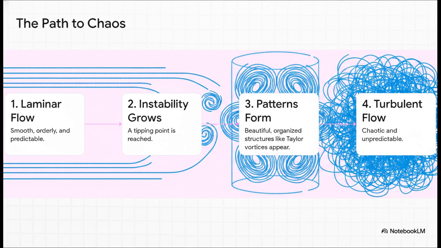But as you crank up the Reynolds number, you hit a tipping point. The flow becomes unstable, and it can just spontaneously erupt into these beautiful, organized patterns, like these mesmerizing donut-shaped vortices you see here. But if you push it just a little bit further, all that beautiful order collapses into the swirling, unpredictable chaos we call turbulence.